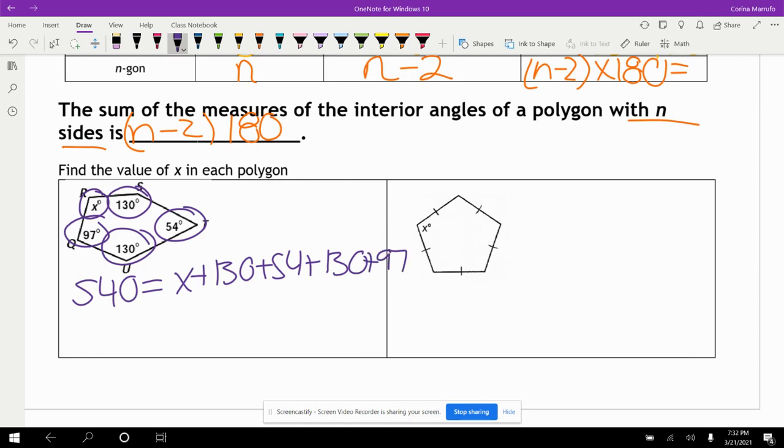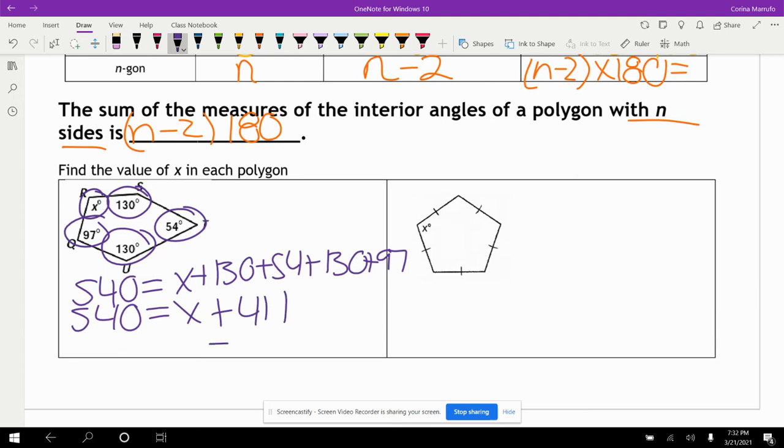Kind of went into the other one. So I'm going to go ahead and add my like terms, which are the 130, the 54, plus the other 130, plus the 97. And that gives me 411. So we have 540 equals x plus 411.